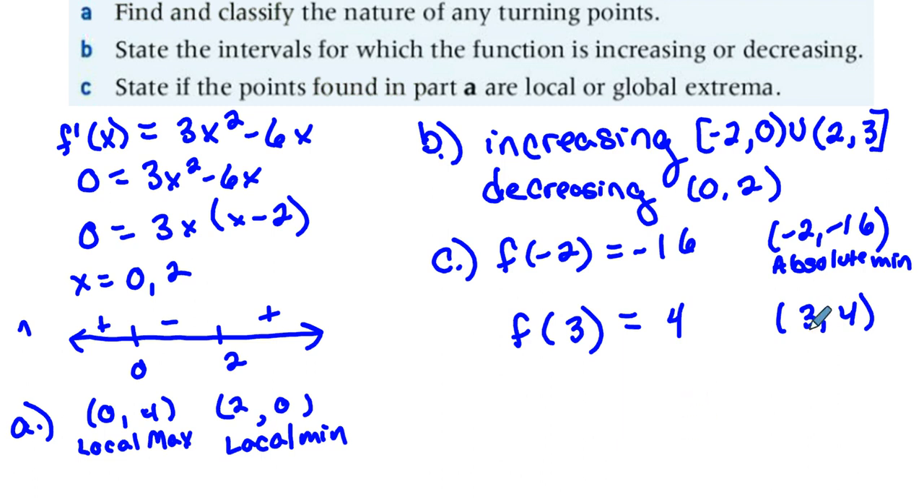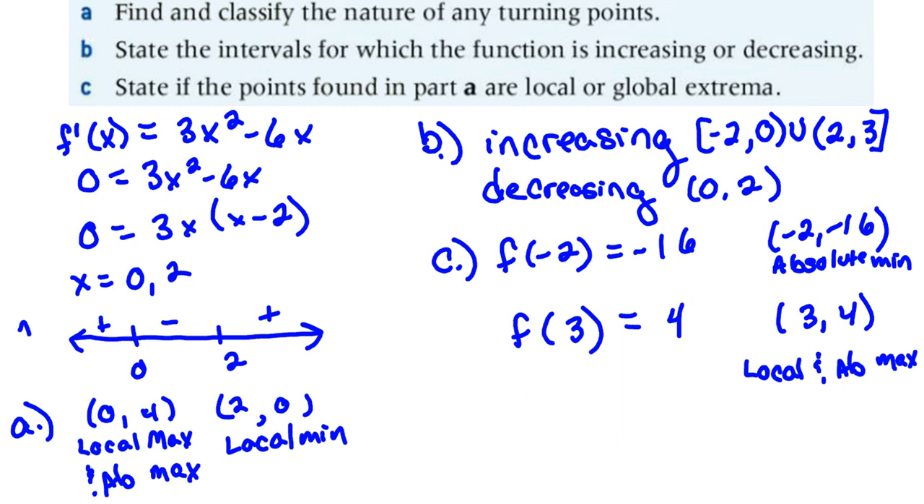Yes. So here's the interesting piece. These both have a height at 4. So at (3, 4), we will call it both a local and absolute max, because they both have the same y value and absolute max.